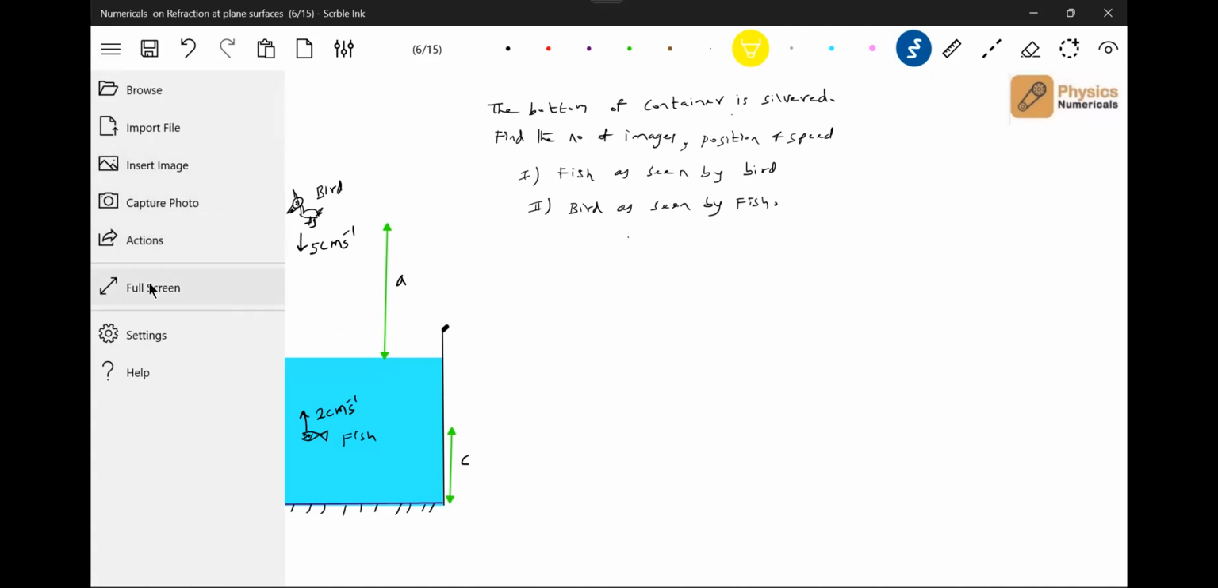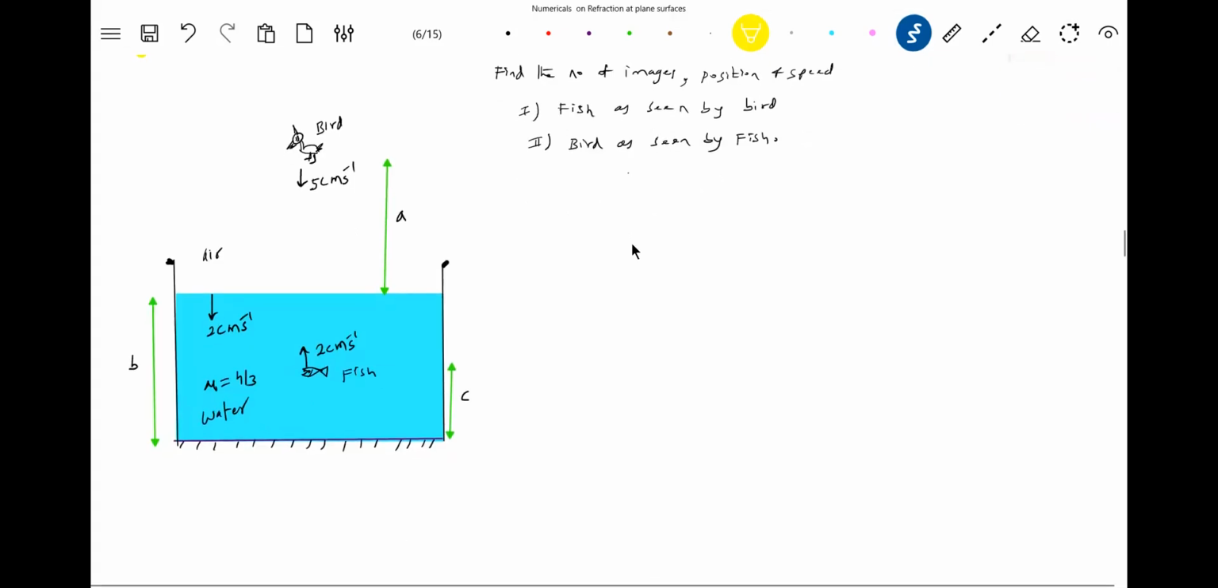We'll go for, please make observation. This will be moving, mirrored, and the level of water is also changed. Find the number of images, position, and speed of fish as seen by bird, bird as seen by fish. Now, there's a bird at a height A, level of water, this is B, fish is at a distance C, bottom of vessel is silvered.